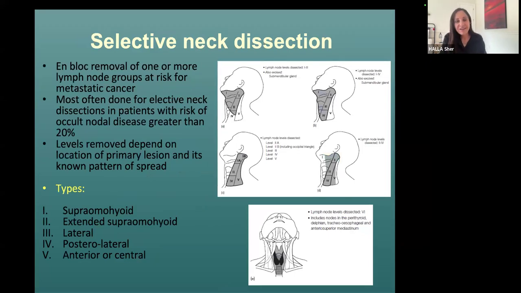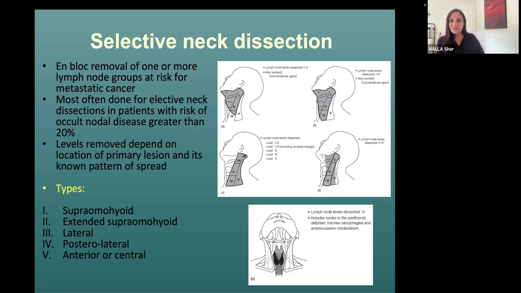Moving on to our last category, selective neck dissections. Selective neck dissections refer to the en bloc removal of one or more of the lymph node groups that we just discussed. And these selective neck dissections are most often done as elective neck dissections, so they are done for patients with N0 disease.